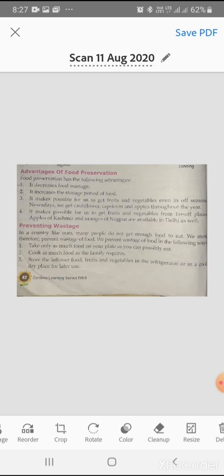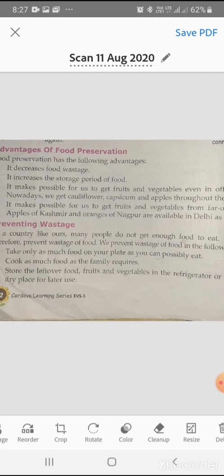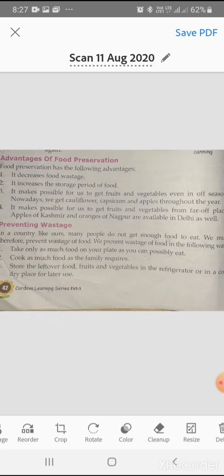You can take only as much food on your plate as you can eat. Cook as much food as the family requires. Store the leftover food, fruit and vegetables in the refrigerator or in cool, dry places for later use. Store cereals, pulses and spices in clean, dry and airtight containers. So we must not waste food. Also, food preserved is food produced.